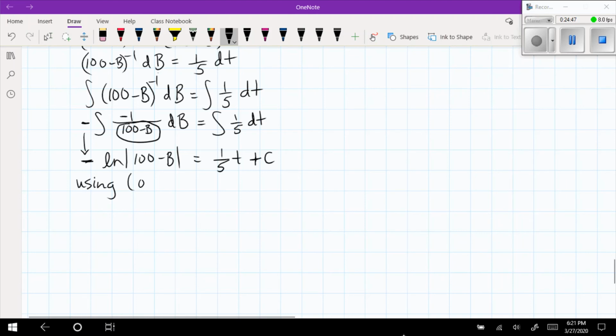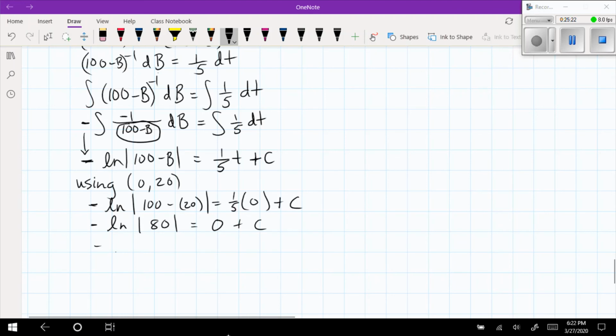So using 0, 20, I get negative natural log of the absolute value of 100 minus b equals 1/5 t plus c. My t is 0 and my b is 20. This gives me negative natural log of 100 minus 20 is 80. That tells me that my absolute value symbols are useless right there, right? This is 0 plus c. Negative natural log of 80 is equal to my c value.